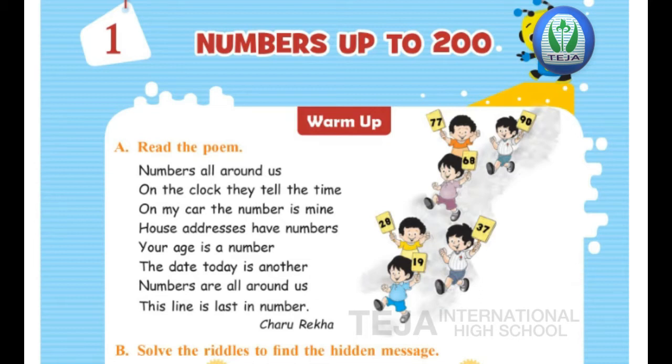See how many lines are there in the poem? 1, 2, 3, 4, 5, 6, 7, 8. So 8 lines are there. Here the last line is number 8. That is a beautiful poem about the numbers. See, the children are holding the number cards.